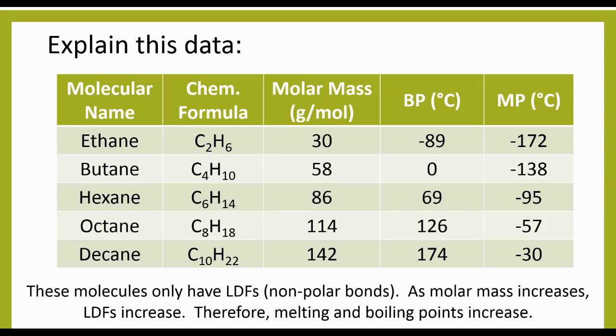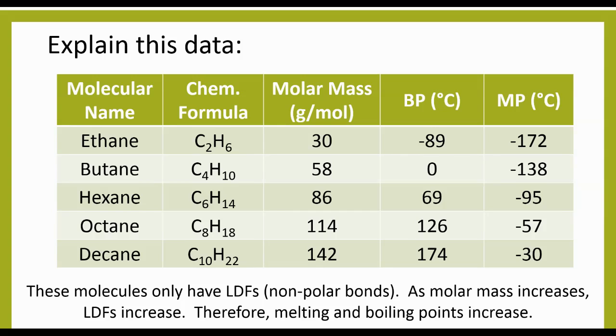Okay, so when we think about these molecules, they only have London dispersion forces because they're nonpolar. So we can't have hydrogen bonding. We don't have dipole-dipole interactions. We only have LDFs. So we think back, the amount of LDFs, or London dispersion forces, increases as the mass of our substance increases. So that means that the decane, C10H22, will have greater London dispersion forces than the ethane, C2H6, because the molar mass of the decane is greater than the molar mass of the ethane.